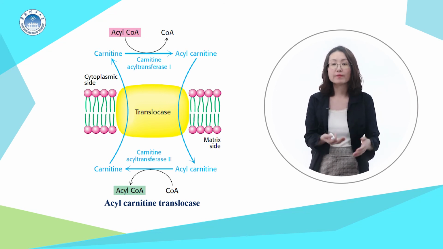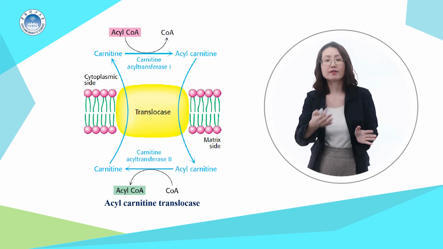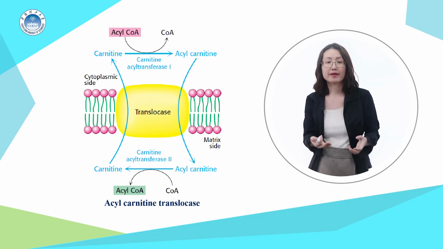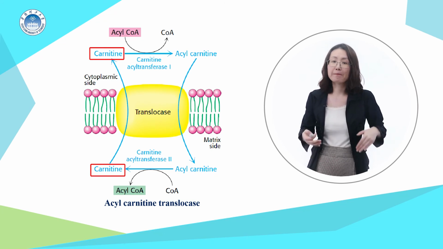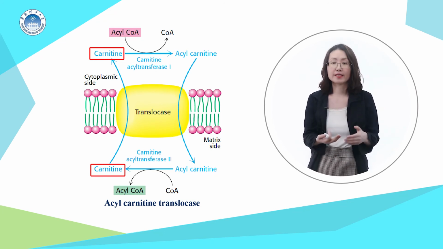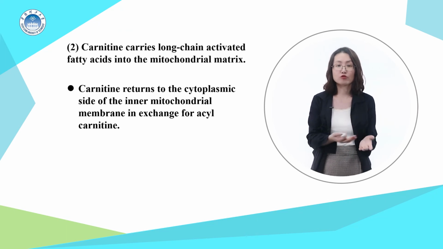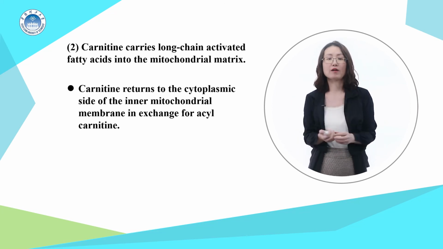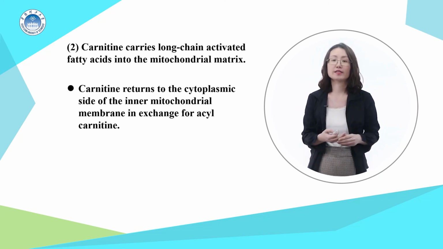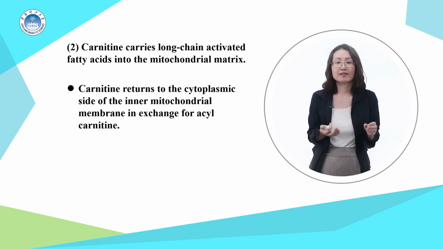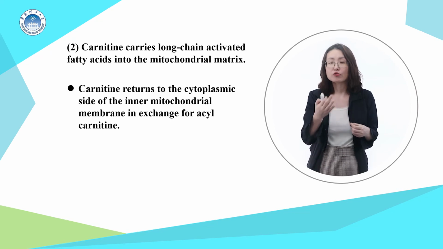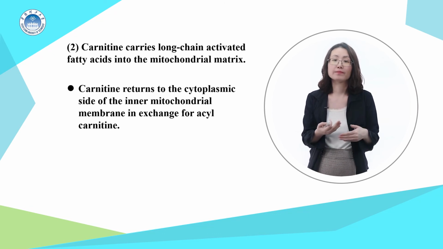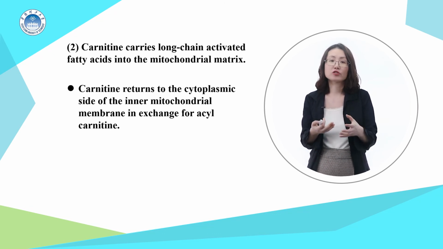A special transport mechanism is needed to carry activated long-chain fatty acids across the inner mitochondrial membrane. These fatty acids must be conjugated to carnitine. The acyl group is transferred from the sulfur atom of coenzyme A to the hydroxyl group of carnitine to form acyl carnitine. The reaction is catalyzed by carnitine acyltransferase 1, also called carnitine palmitoyltransferase 1, which is bound to the outer mitochondrial membrane.